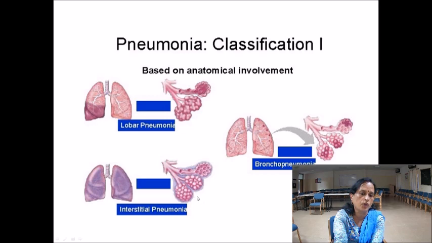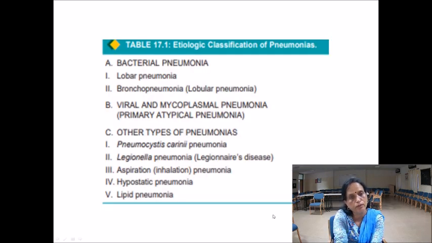Then interstitial pneumonia, where the interstitium, what lies between the alveoli, is mainly involved. This is another way to classify pneumonia, based on etiology, that is, the causative organism. You know what etiology is. Bacterial pneumonia is caused by bacteria. Lobar pneumonia is caused by bacteria. Bronchopneumonia, the patchy pneumonia I told you about, is also called lobular pneumonia.